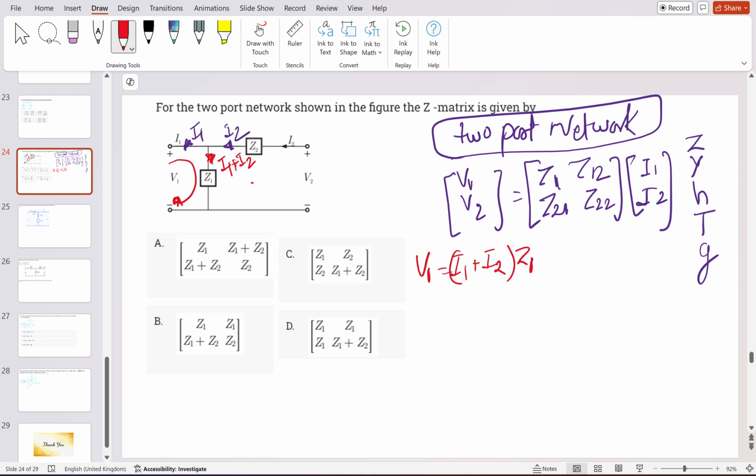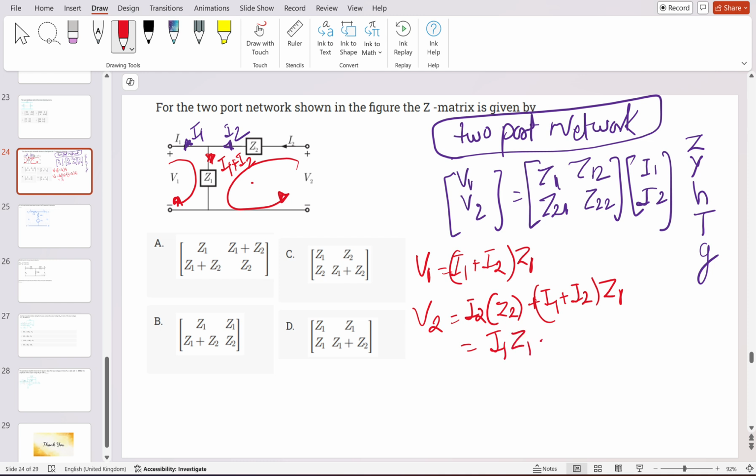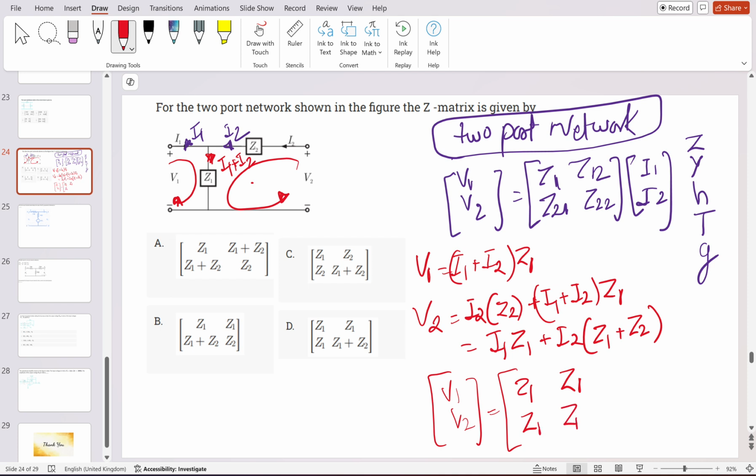Let's apply the KVL in the other loop. V2 is equal to I2 times Z2 plus I1 plus I2 times Z1, which is simply I1 times Z1 plus I2 times Z1 plus Z2. This can be written as V1, V2 equal to the matrix Z1, Z1, Z1, Z1 plus Z2 times I1 and I2. You just have to make the equations in whichever parameter is being asked. So the answer will be option D.